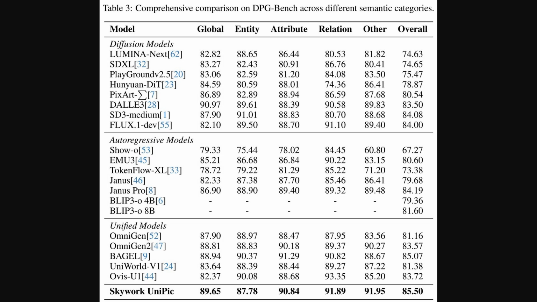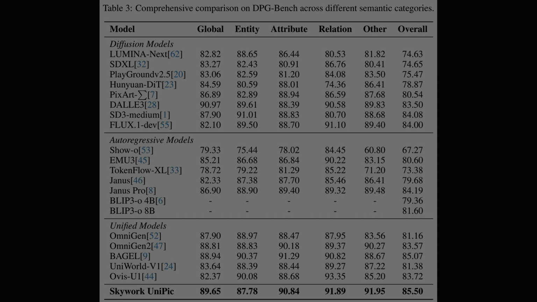Okay, so this table gives us a closer look at that DPG bench performance, which tests how well models follow long, complex text prompts. You can see Skywork UniPic here at the bottom, achieving an overall score of 85.5. What's remarkable is that this score is the highest among the other unified models listed, and it's even competitive with much larger, specialized diffusion and autoregressive models. It shows particularly strong results in understanding relationships between objects and the overall global coherence of the scene.